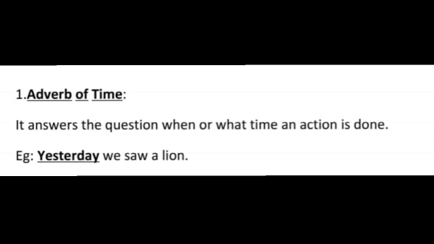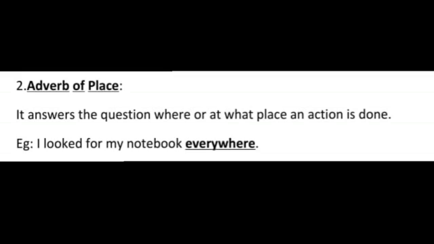Look at the example. Yesterday we saw a lion. When we saw a lion? Yesterday. So, here yesterday shows the adverb of time. Second one, adverb of place. It answers the question where or at what place an action is done. Adverb of place indicates place of an action in the sentence. Example, I looked for my notebook everywhere. Everywhere, that shows adverb of place.